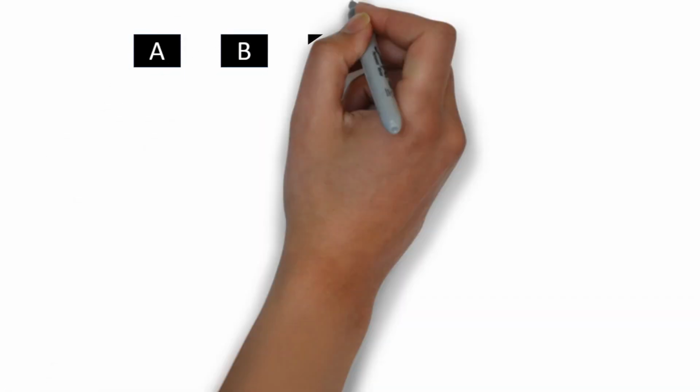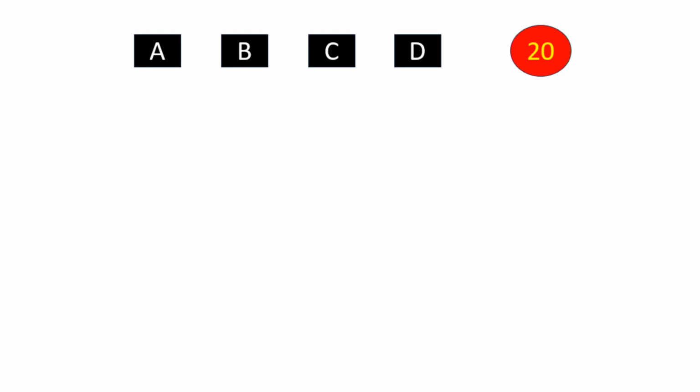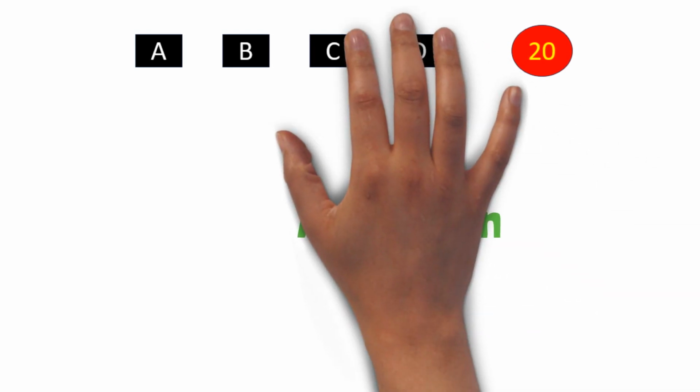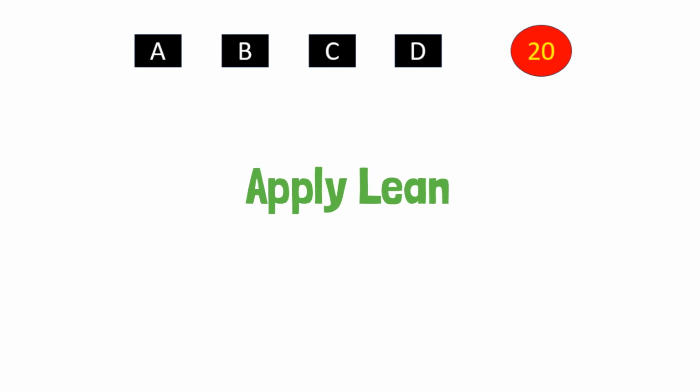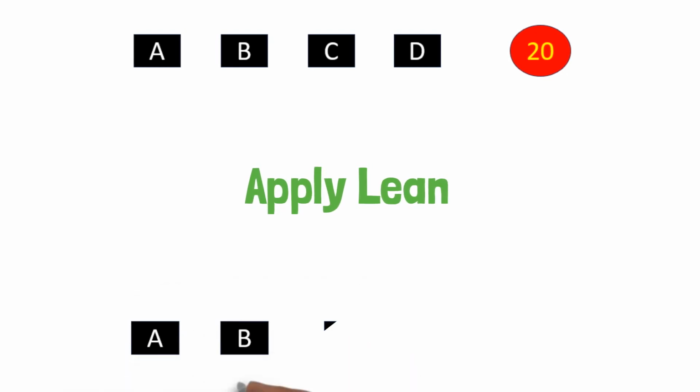Imagine a scenario where processes A, B, C, and D are used to make a product in 20 days. However, after the application of lean principles, we detect that process C is not necessary and it is a waste. Hence, we eliminate process C, and now processes A, B, and D only take 16 days to complete the same product. This can only be done by applying the lean principles.